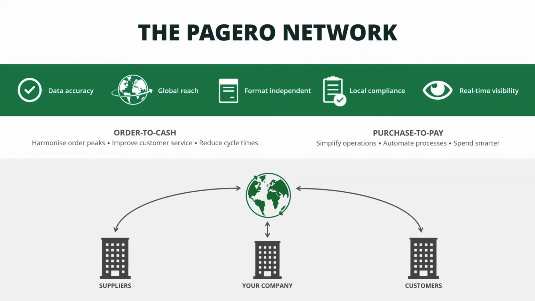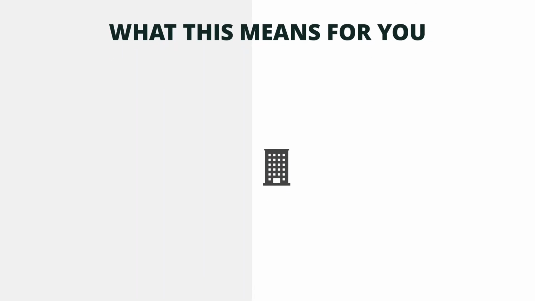Pagero is a powerful open business network that enables companies to connect to their global trading communities via one connection. Now, this delivers huge benefits to companies around the world in terms of automation, data accuracy, and supply chain visibility, including AP, AR, and freight management. But what does this mean for you?